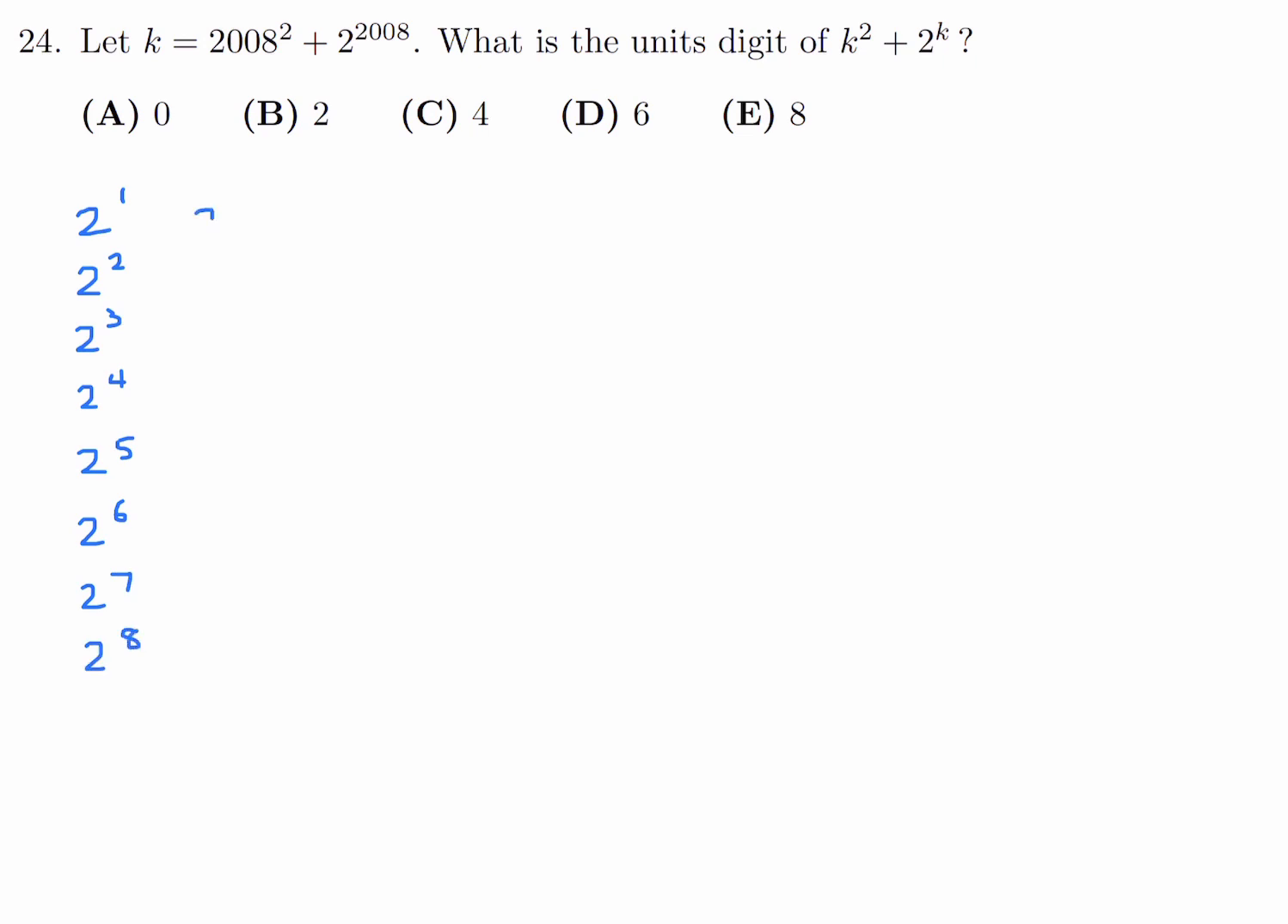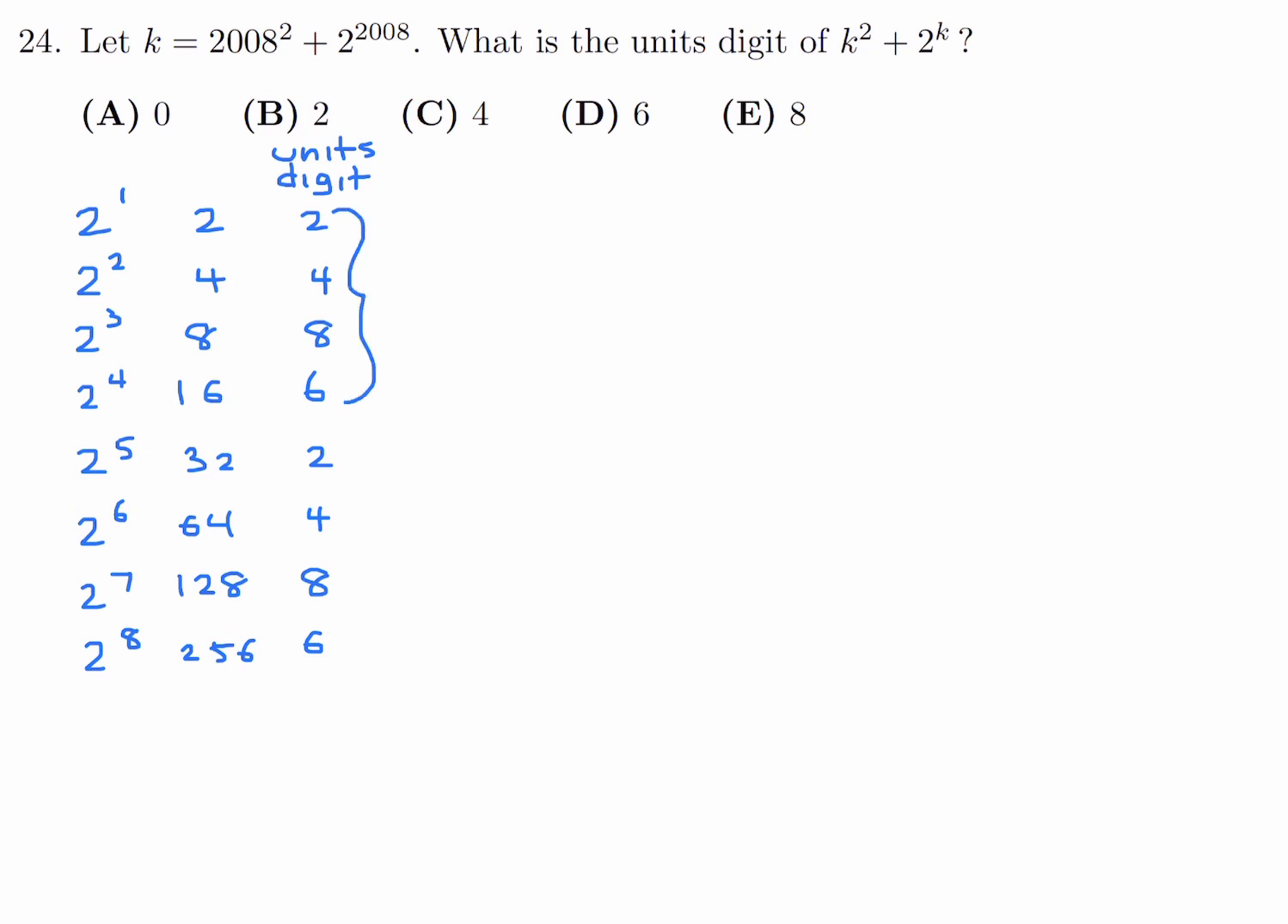So 2 to the power of 1 is 2. Units digit is 2. I'll just put units digit up here. And similarly, we got 4 and 4, 8 and 8, 16, but 6 is the units digit. 32, 2, 64, 4, 128, 8, and 256, 6. So as you can see, it alternates 2, 4, 8, 6, 2, 4, 8, 6. It's a pattern. It keeps on going like that.